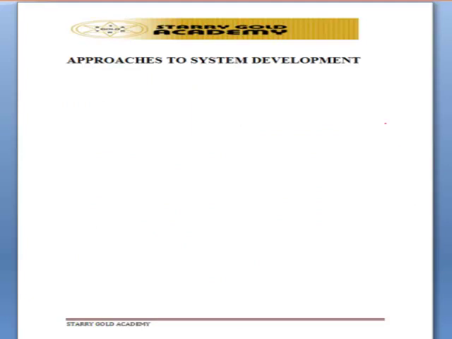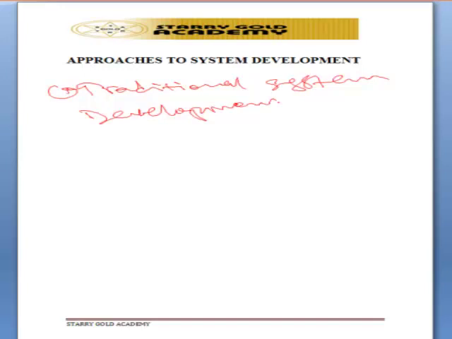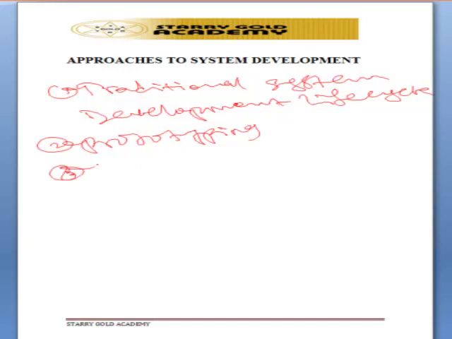Now there are so many approaches to system development. As we want to develop a new system, what are the available approaches? One, we have the traditional system development life cycle. Number two, we have prototyping. We have outsourcing. Then we have end user computing.